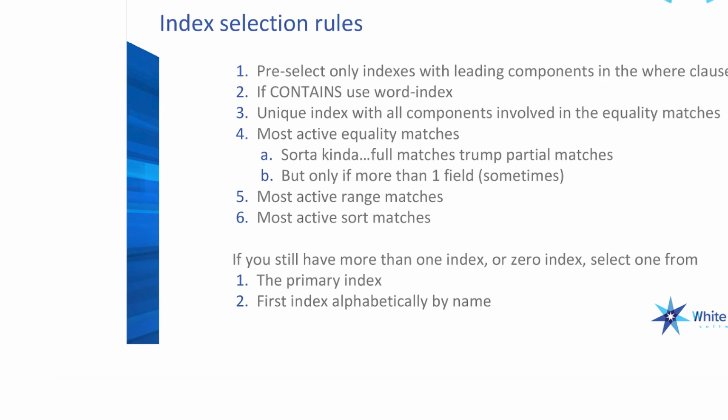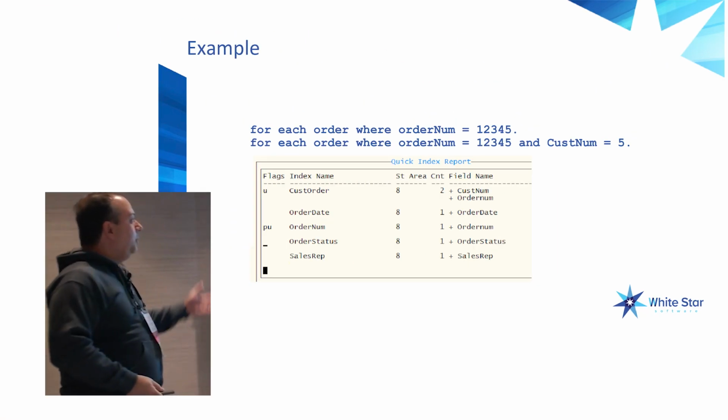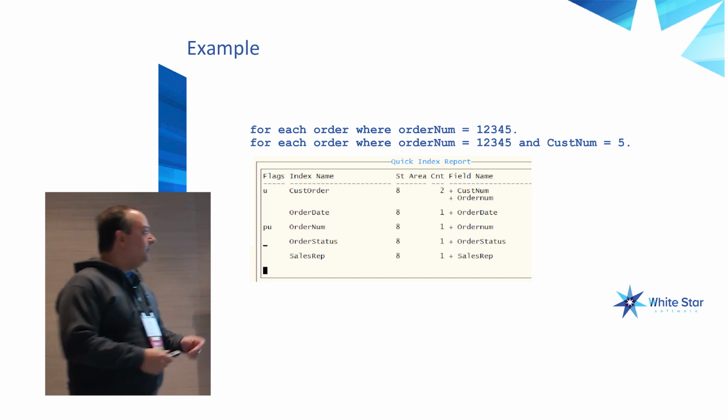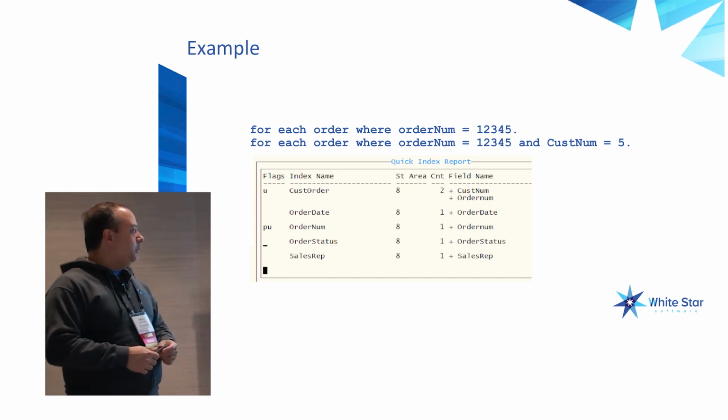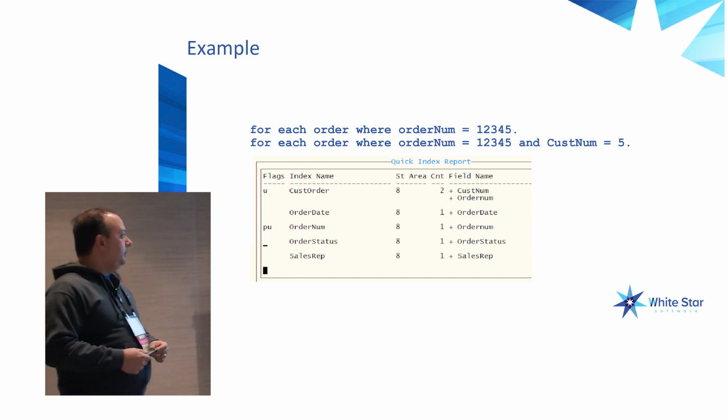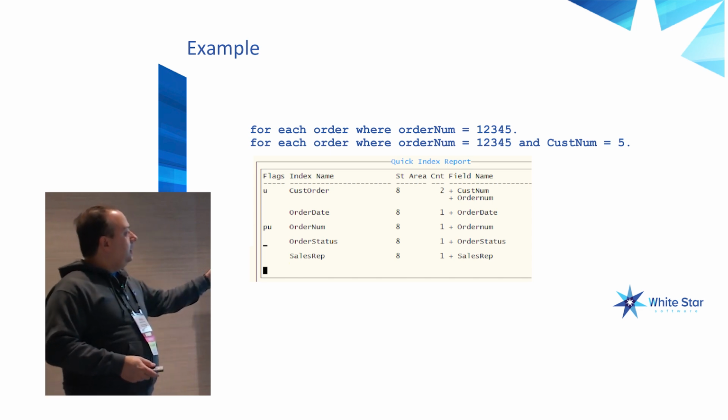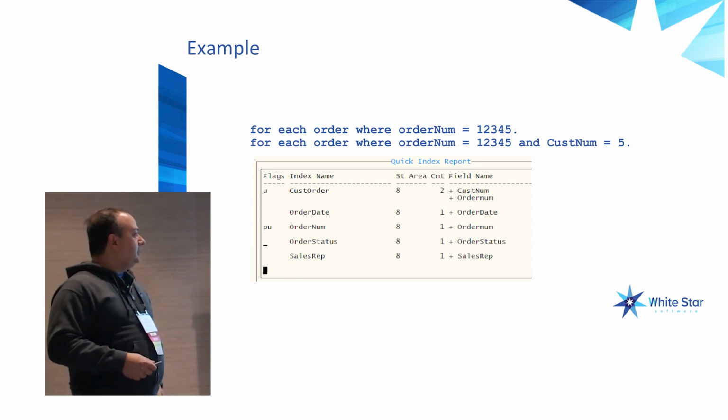All right. So some examples. For each order, where order num equals 1, 2, 3, 4, 5, and cust num equals 5. I think I'm running low on time, so I'm going to go fast through these. You can see that we have cust order, order date, and so on and so forth.